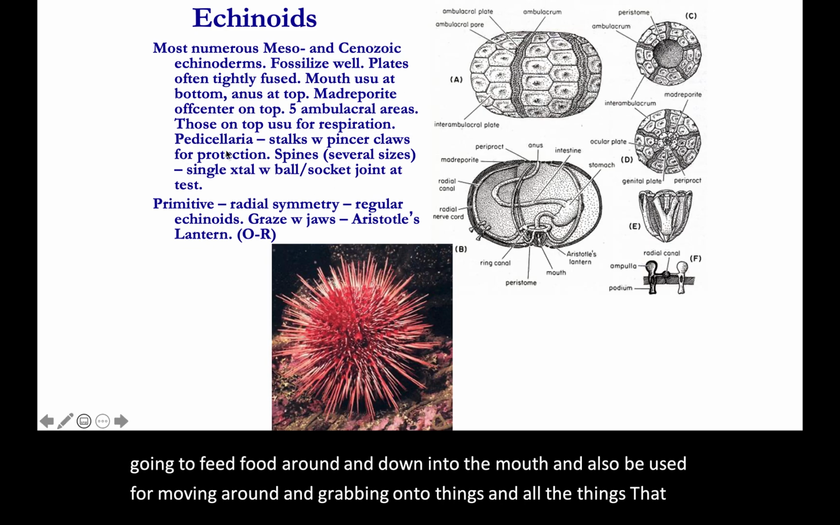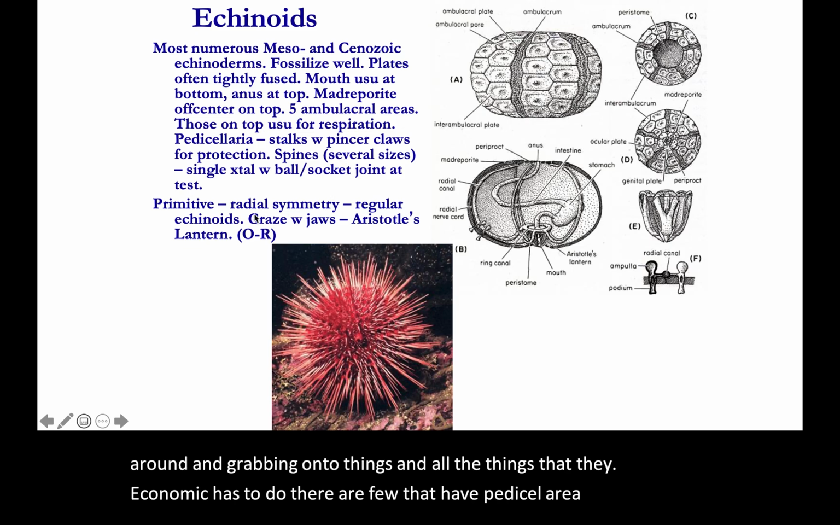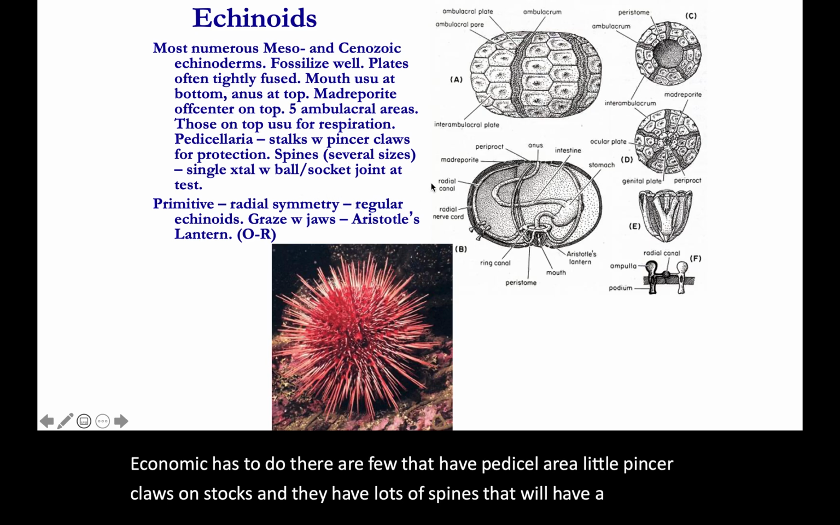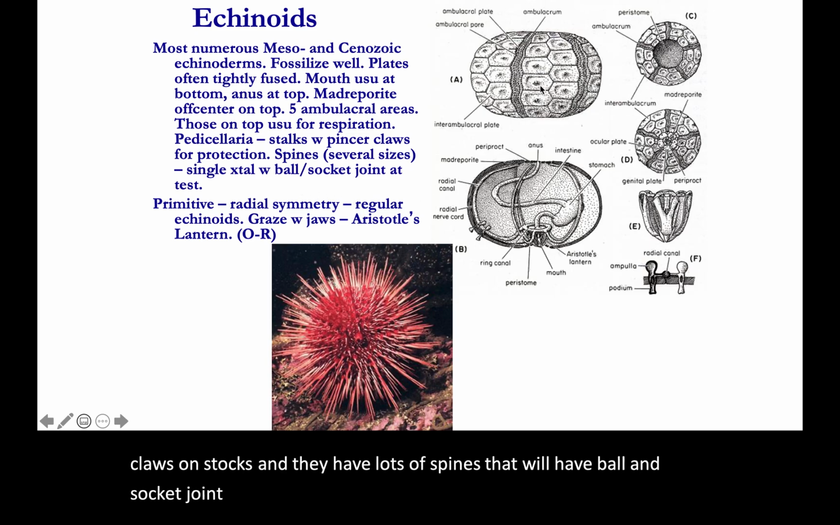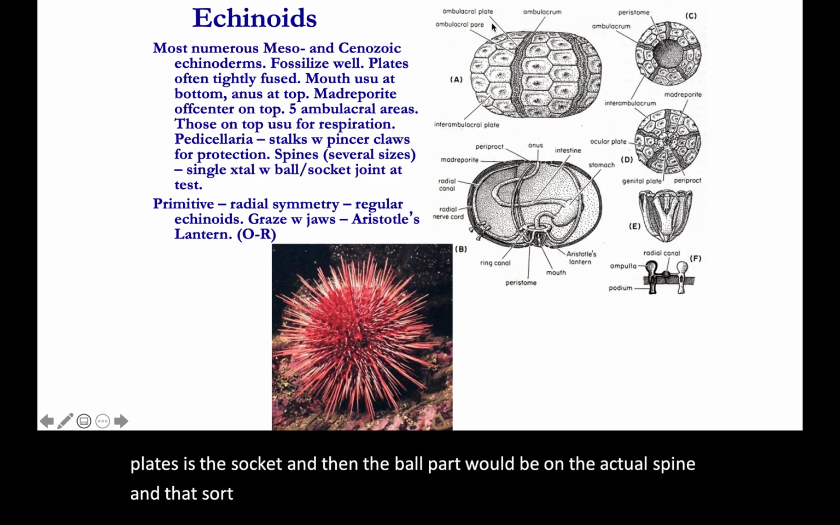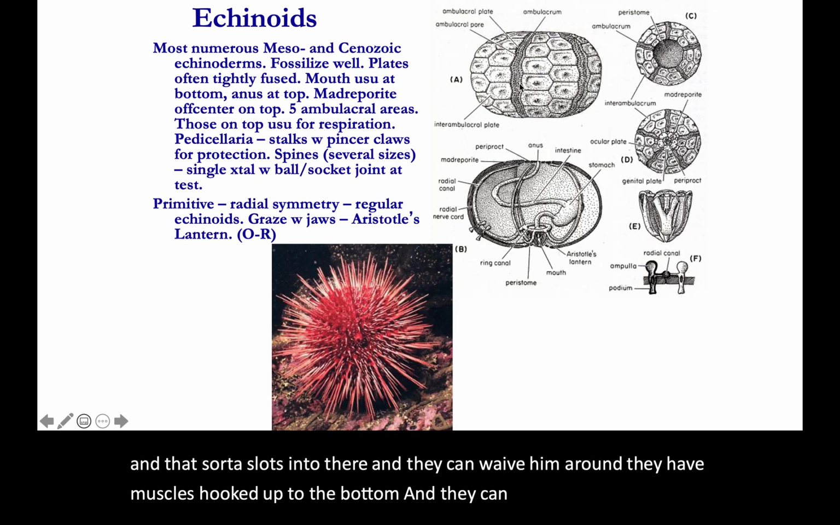There are a few that have pedicellaria, little pincer-like claws on stalks. And they have lots of spines that'll have a ball and socket joint with the rest of the thing. So each of the centers of these plates is the socket, and then the ball part would be on the actual spine. And that sort of slots into there, and they can wave them around. They have muscles hooked up to the bottom, and they can rotate them in any direction.